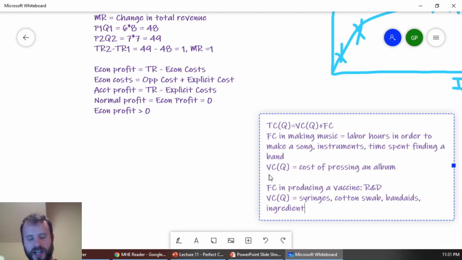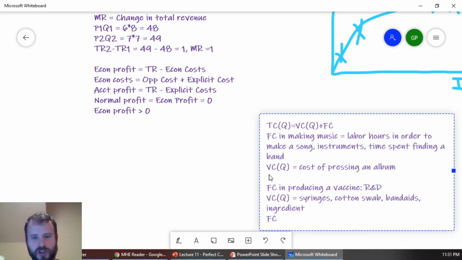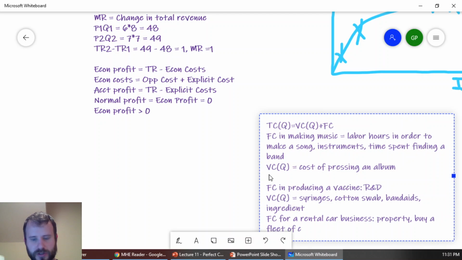So let's do one more. Let's say fixed cost for a rental car business. You're going to have to buy property in order to have your fleet there. Buy a fleet of cars. Presumably it's fixed in the long term, but as the time horizon expands, it might be more malleable. So over 10 years, is that really fixed cost? Probably not, because you're probably swapping out your cars every couple of years. But in a year, it's probably a fixed cost, yeah.